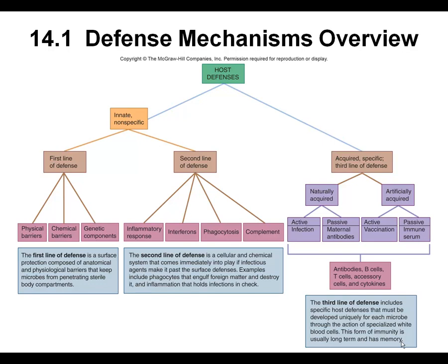The second line of defense is going to include inflammatory responses, the release of interferons, phagocytosis, and a cascade of events called complement. Our acquired, or our third line of defense is going to be our acquired specific immunity. This can be divided into our naturally acquired and our artificially acquired immunities, and these are going to give rise to our antibodies, our B cells, and our T cells, as well as some accessory organs. Most of our third line of defense is going to be covered in chapter 15. Chapter 14 is going to deal mostly with our first and our second lines of defense. And we'll get into the third line of defense in chapter 15.